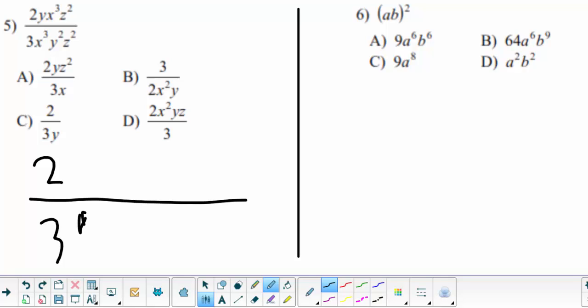Very good. So where's y? You don't need to put the first power there. But okay. So now z's. So we got z squared over z squared. What's that? Making it 0. Again, so our answer is just 2 over 3y, right? Correct. All right, do number 6.